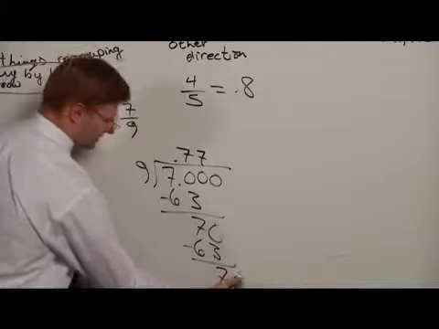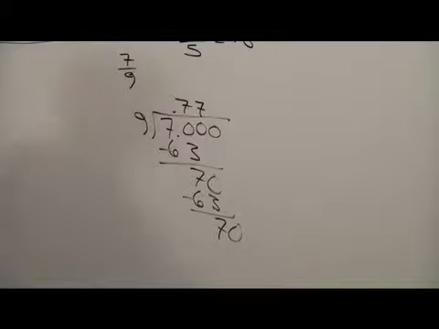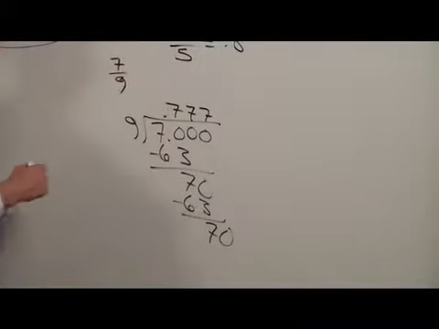Subtract and you get a 7. Drop down the 0. 9 goes into 70. And about this time you're like, wait a minute, this sounds familiar. I think I did this before. You're starting to establish a pattern where the 7 is going to keep going forever.